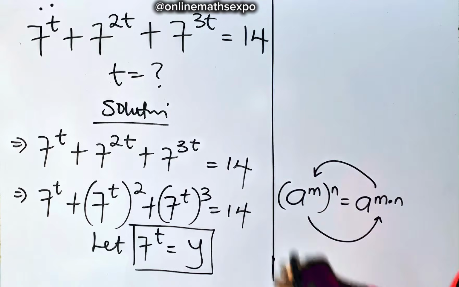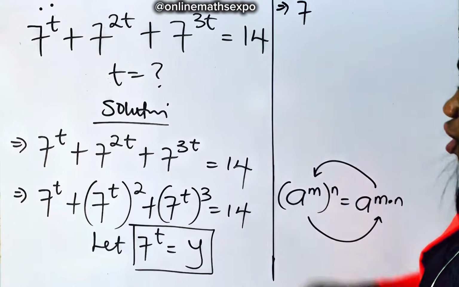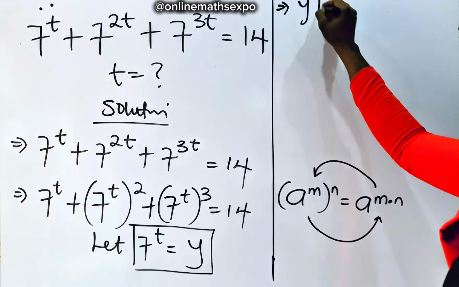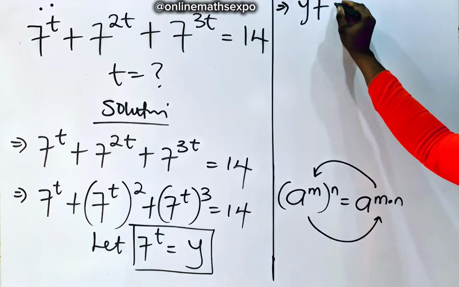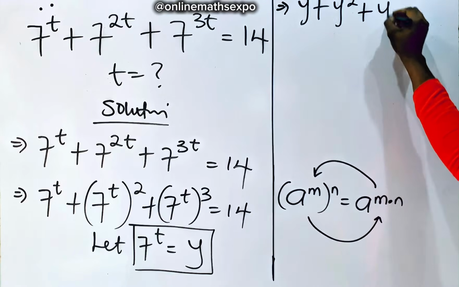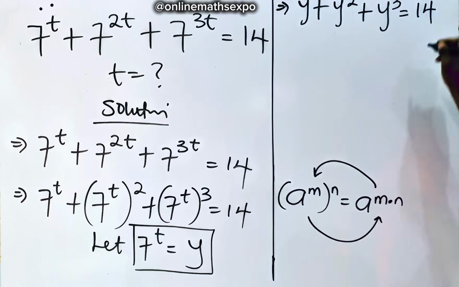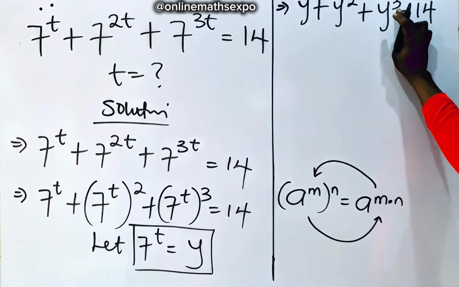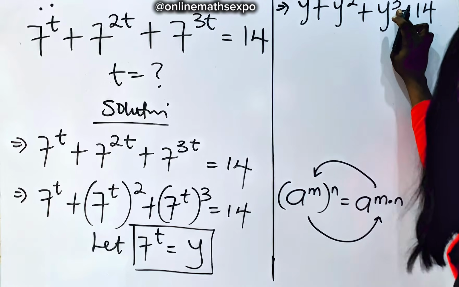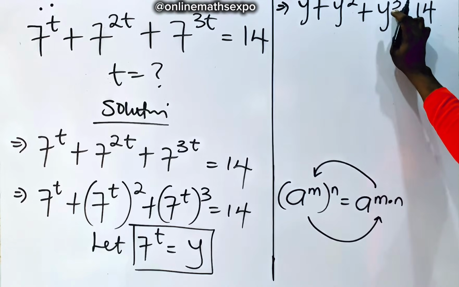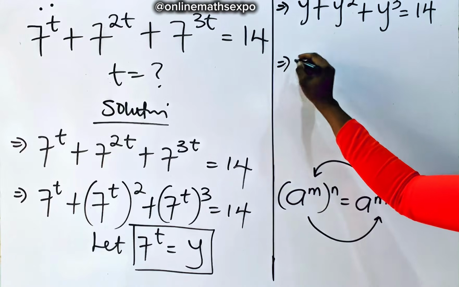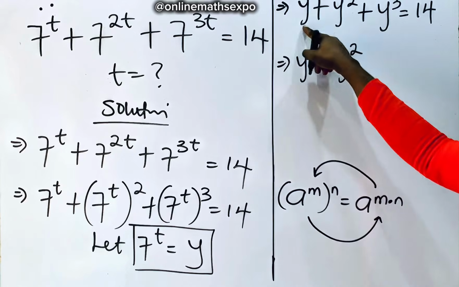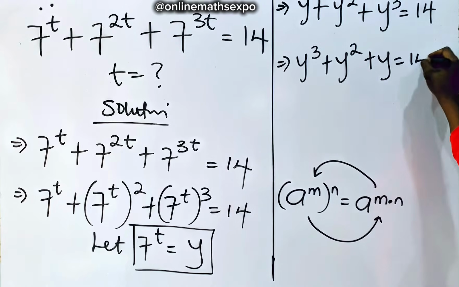So from here, we now have 7 to the power of t, we replace with y. So we are going to now write y plus, for this we're having y squared plus y cubed is equal to 14. And what do we do? This has led you to a polynomial of degree 3, or what we call the cubic equation, because you see that the highest power of y is 3. So we write this, beginning with the one of the highest power. So we now have y cubed plus y squared plus y is equal to 14.